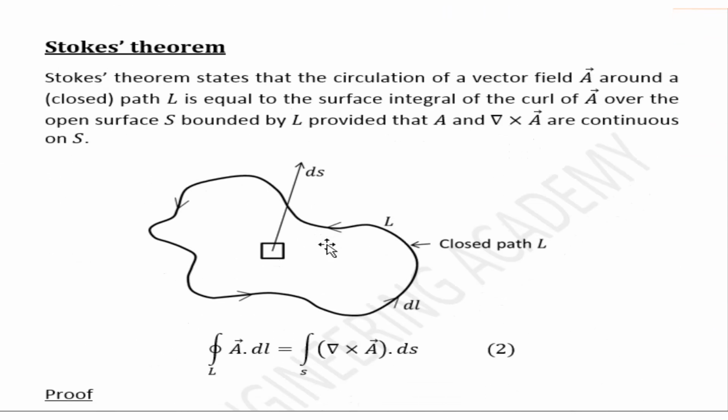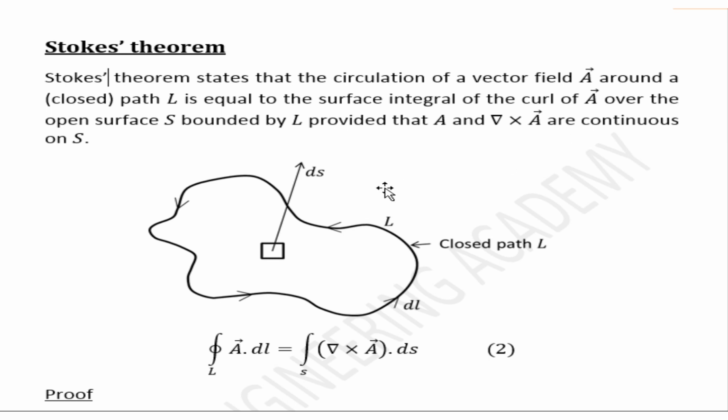Now we move on to Stokes theorem. In the divergence topic, we defined the divergence theorem. Similar to that, by using the curl, another theorem is the Stokes theorem. The theorem states that the circulation of a vector field around a closed path L is equal to the surface integral of the curl of A over the open surface S bounded by L, provided that A and del cross A are continuous on S.